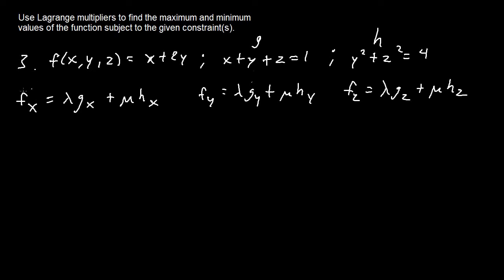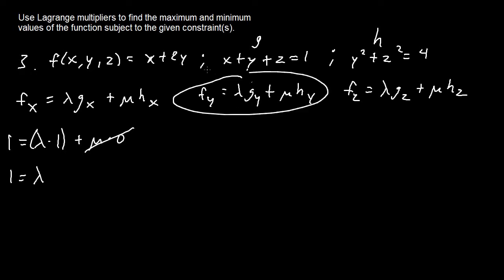So let's go ahead and first find f sub x. So f sub x is going to be the partial derivative of the function with respect to x. That's going to be 1. Now 1 is going to equal lambda times g sub x. Now g sub x is also 1 plus mu times h sub x. Now the partial derivative of this function with respect to x is going to be 0, since there is no x variable. So that will cancel. And so we're left with lambda times 1, or lambda, equals 1.